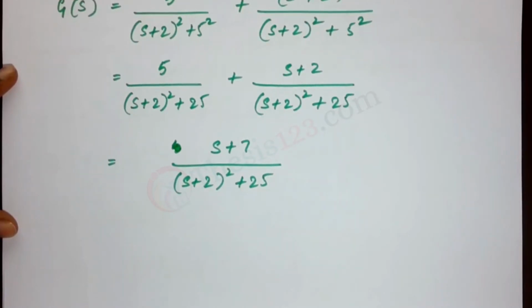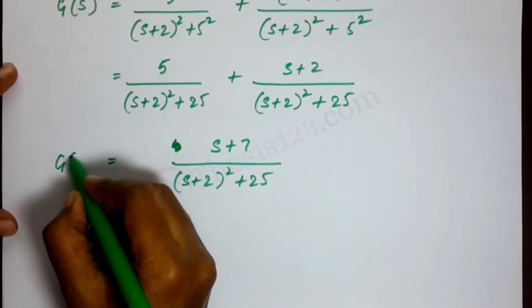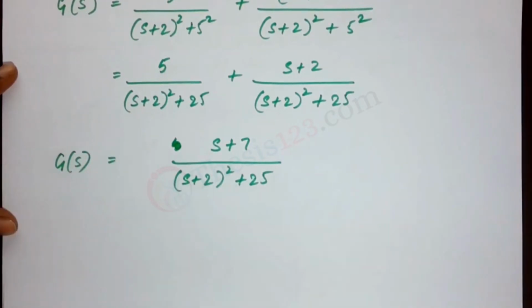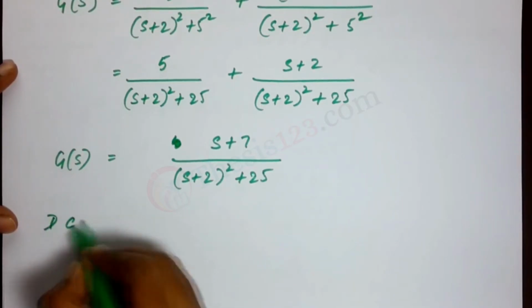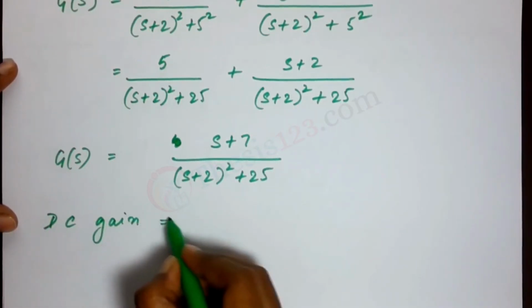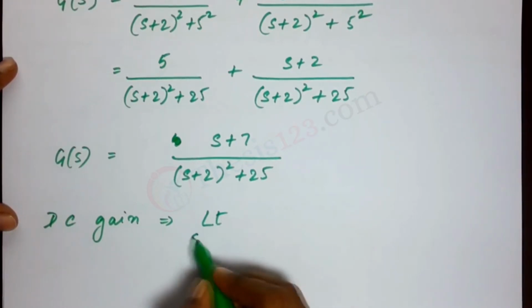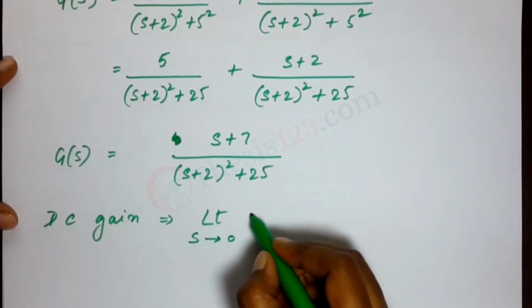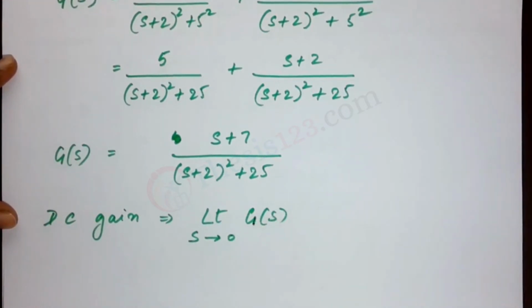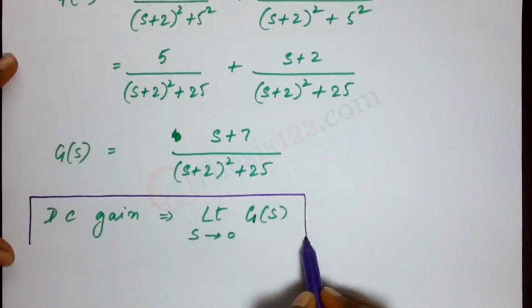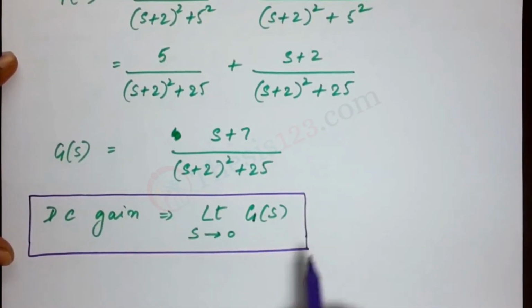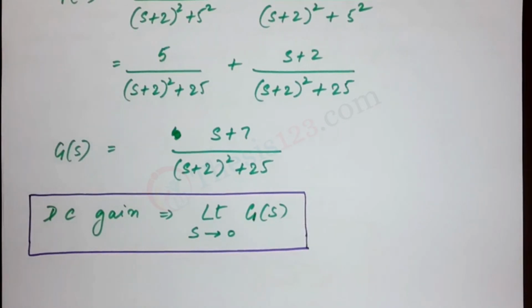Okay. Now the next step is to find the DC gain. Since we have G of s readily available, our transfer function, to find the DC gain, we need to calculate the limit as s tends to 0 of the function G of s. Very useful formula here. Please make note of this. In order to find the DC gain, all we have to do is find the limit of s tends to 0, G of s.